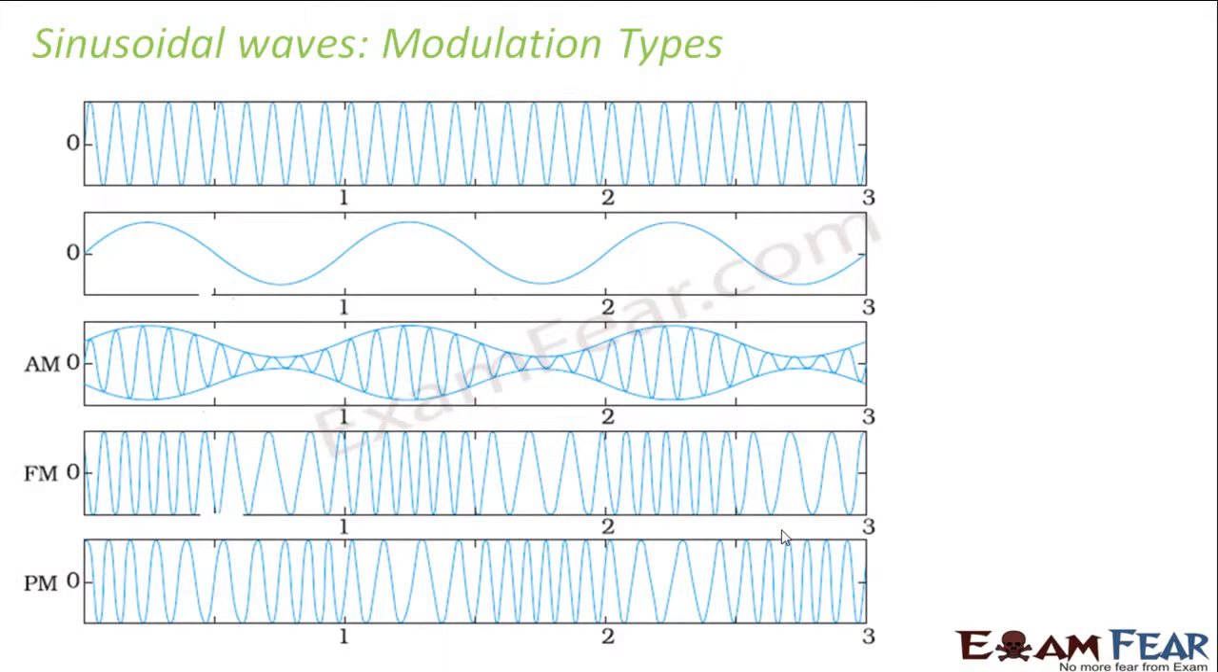So if you look at the broader picture, you can see it here. Here we have shown all the three types of modulation: amplitude modulation, frequency modulation, as well as phase modulation.